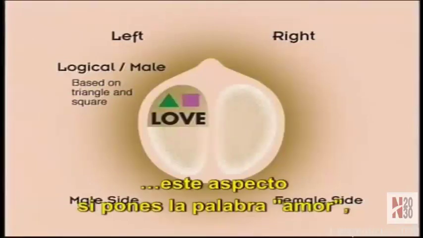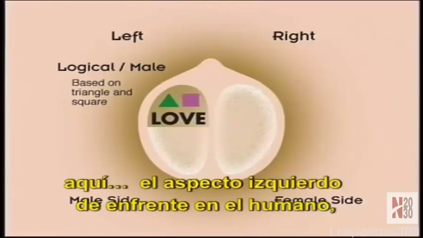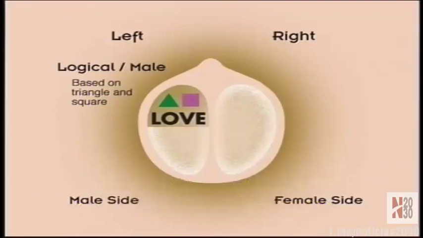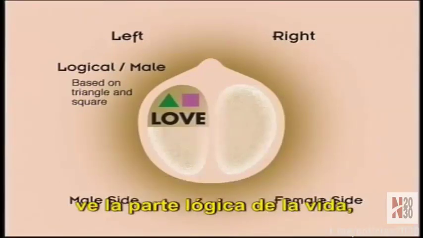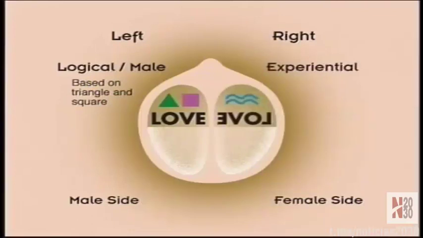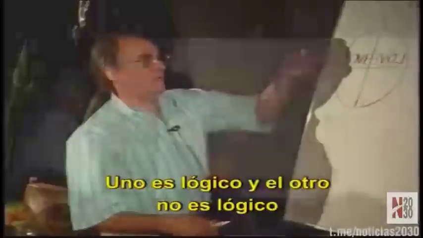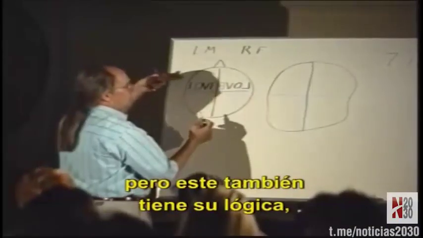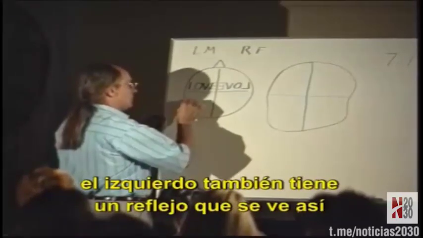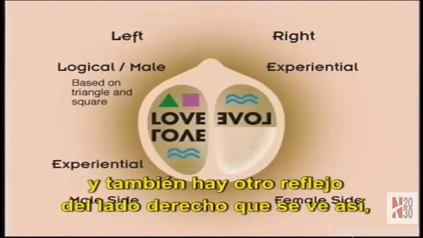And this front one, if you were to put this word love here, the left front aspect of the human being sees everything logically. In other words, it sees it like it is. Of course, it sees it upside down and all that stuff, but anyway, it sees it logically like this. But the right side over here inverts it like this and sees it in a mirror image, one back to the other. And this one is logical, and this one you could say is not logical, but it has its logic to it. But this one also has a reflection. It goes like this. And then there is another reflection that goes like this.